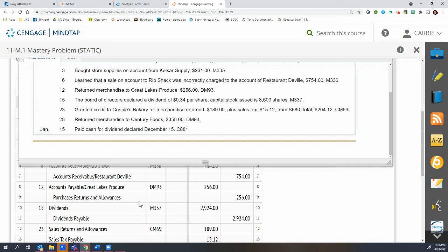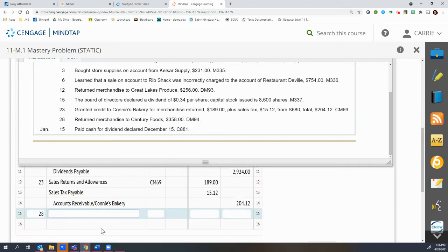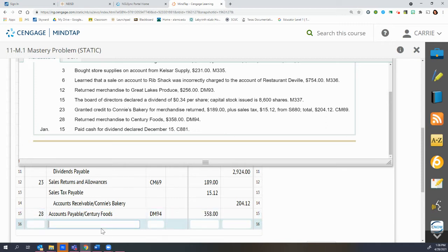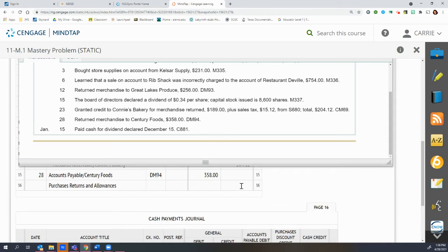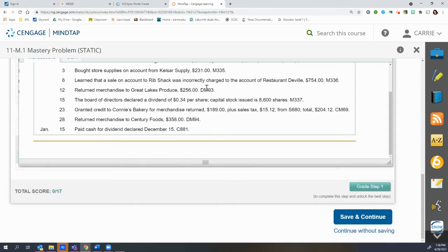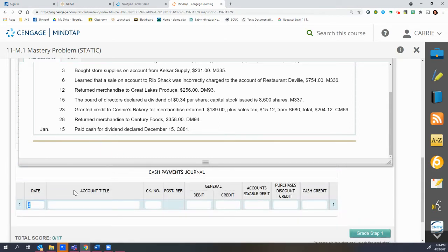This one, the accounts payable and purchases, returns, and allowances. So the way that goes is we do our accounts payable, we are debiting it because we are decreasing it. And then purchases, returns, and allowances, 358. Now this January 15th one is a paid cash for dividends.